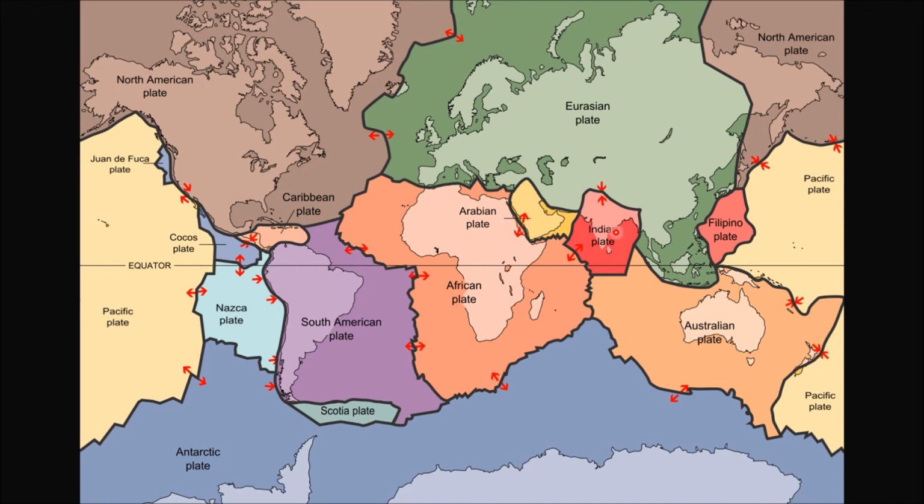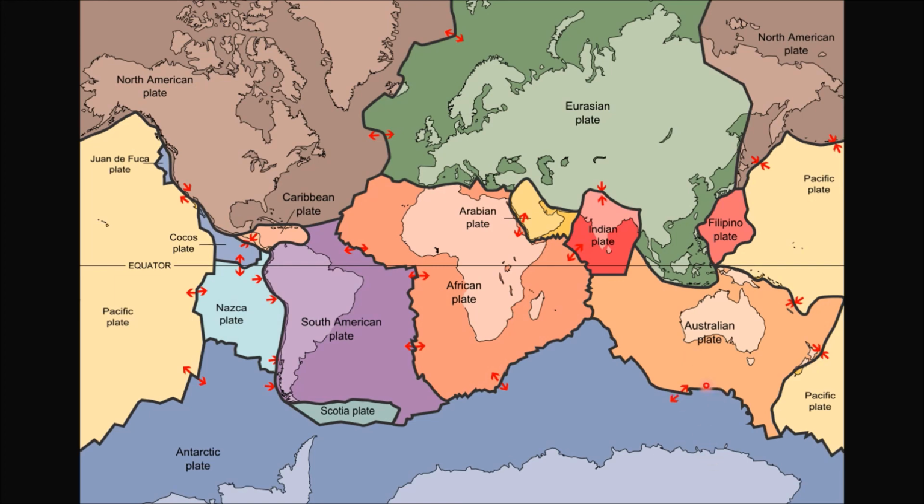And so when that happens, a lot of things occur in that area. A lot of earthquakes occur in that area. Maybe some mountains form in this area, right? Because both of these are pushing against each other, and they push the edges up to form mountains. That's why you have a lot of mountains in this area, right?